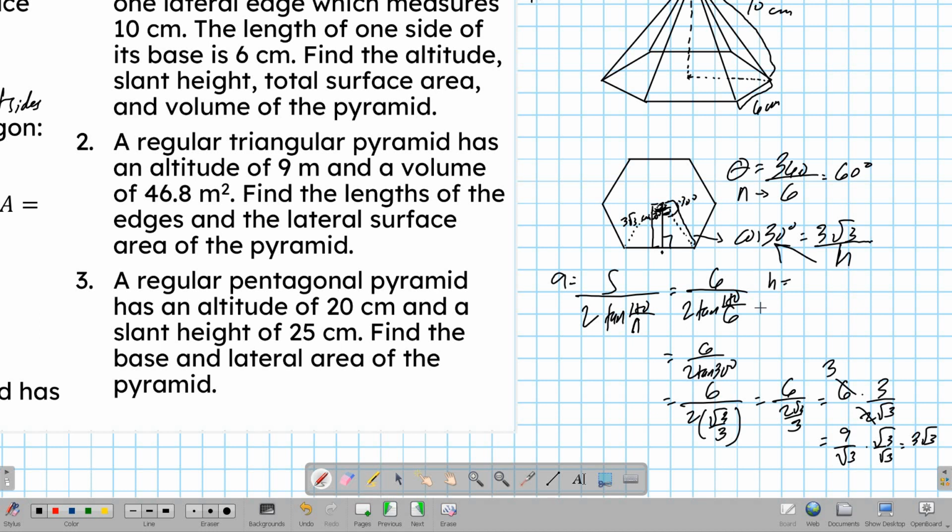Cross multiply, I'm going to get h cosine 30 is equal to 3 square root of 3. Dividing both sides by cosine 30, h will be equal to 3 square root of 3 over, we know that cosine of 30 degrees is square root of 3 over 2. So this becomes 3 square root of 3 times 2 over square root of 3. This gets cancelled and we get 3 times 2, which is equal to 6. Which now tells us that the measure of that side is actually 6. This is 6 centimeters.